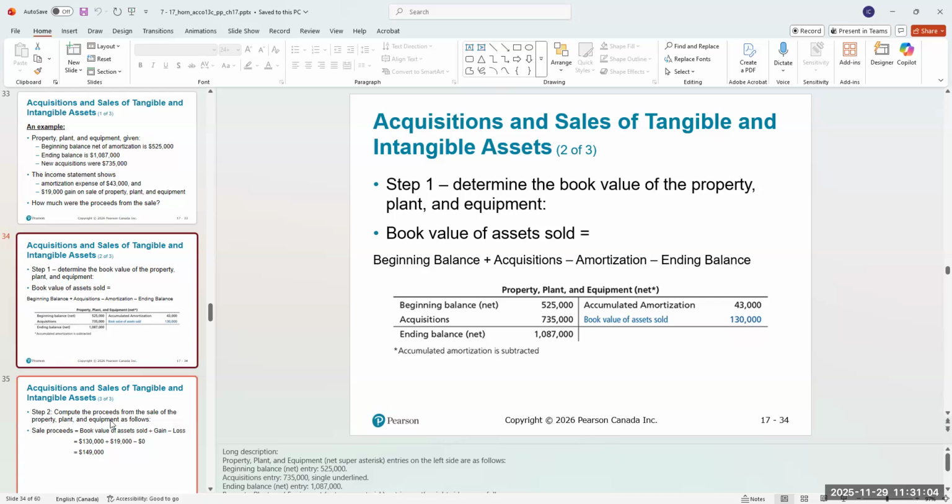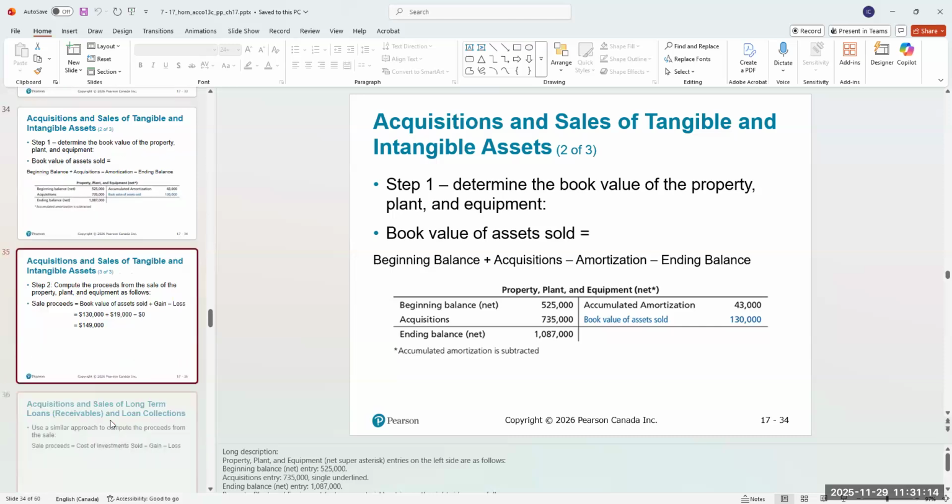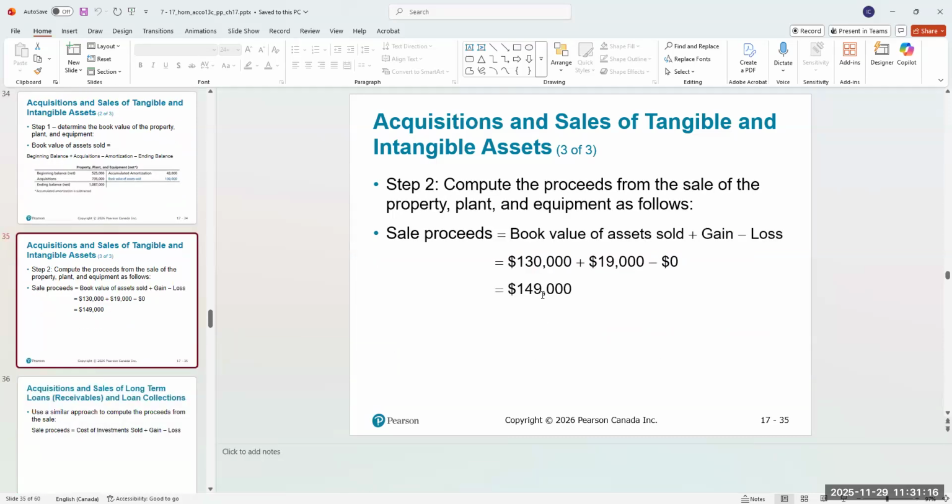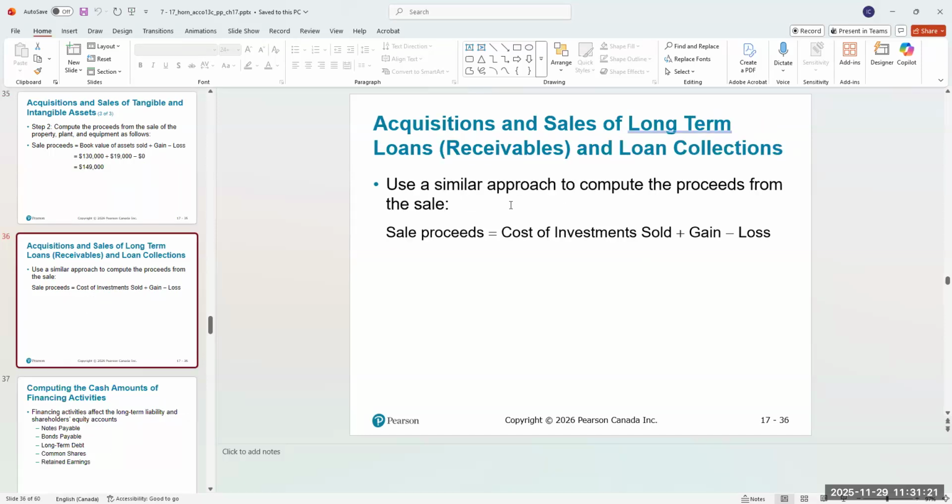Now, again, from the journal entry, we're getting cash, we're selling the asset, and we're having a gain. So how much cash do we get? 149. And that's how you get it. Now, we're going to have a similar approach if we have to get the proceeds from sale. Again, cost of the investment. If we have a gain, you add the gain. If you have a loss, you reduce the loss. And that's how we get the sale.